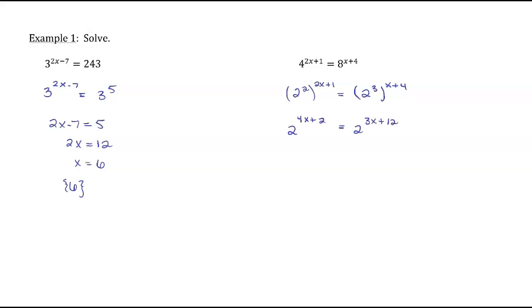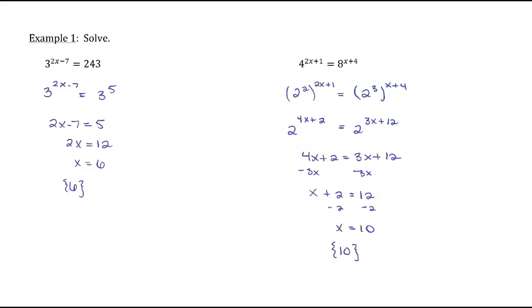Now that we have the same base raised to two different exponents, those exponents must be equal to one another. That is, 4x plus 2 must be equal to 3x plus 12. Subtracting 3x from both sides, we have that x plus 2 is equal to 12. And subtracting 2 from both sides, we have that x is equal to 10. So our solution set contains the element 10.